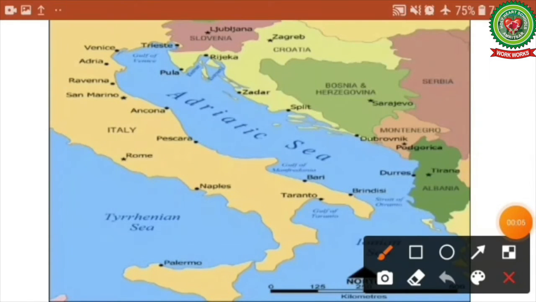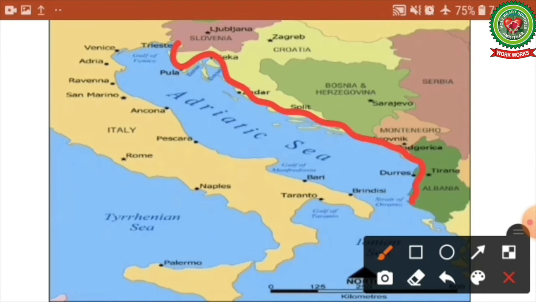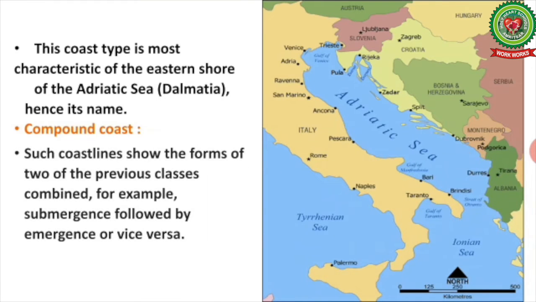This coast is the most important characteristic of the eastern shore of the Adriatic Sea, Dalmatia, hence its name, Dalmatian coast. This compound coast is most characteristic of the eastern shore of the Adriatic Sea. Two of the previous classes are combined, for example, Dalmatian submergence coast followed by emergence, or vice versa.